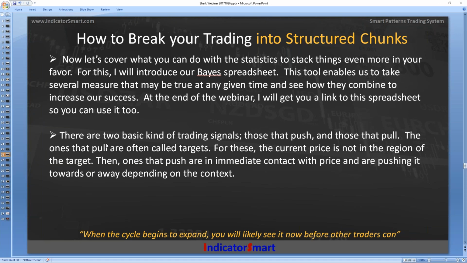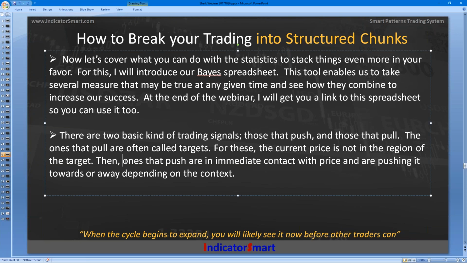There are two basic kinds of trading signals: those that push and those that pull. The ones that pull, sometimes those will be targets. For these, the current price is not in the region of the target. That's what I was talking about, a type of confluence that has a spread on it, right? And then we've got ones that push, that are in immediate contact with the price action, and those are pushing it towards or away, depending on the context.